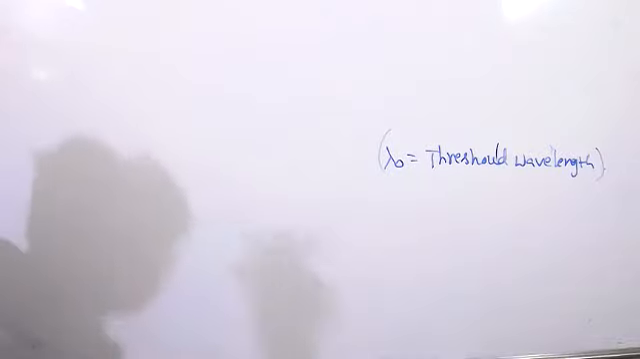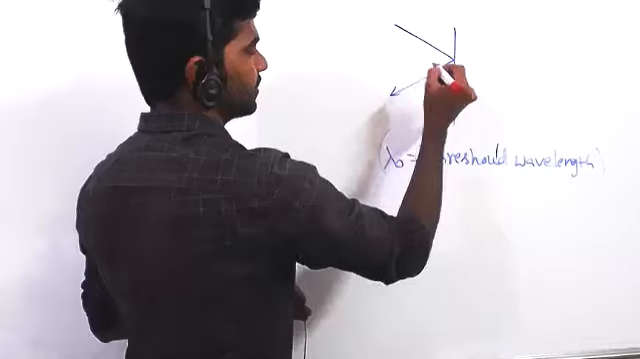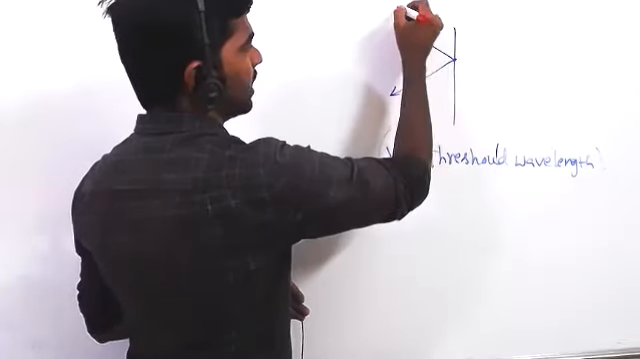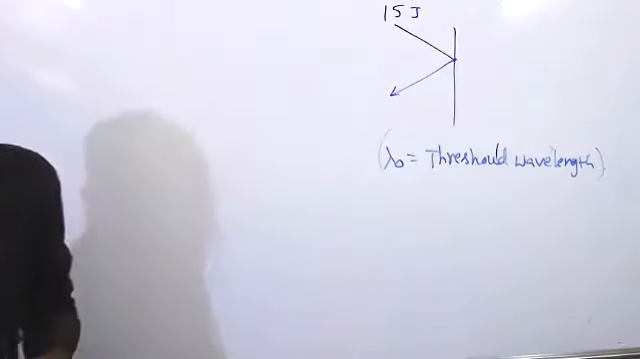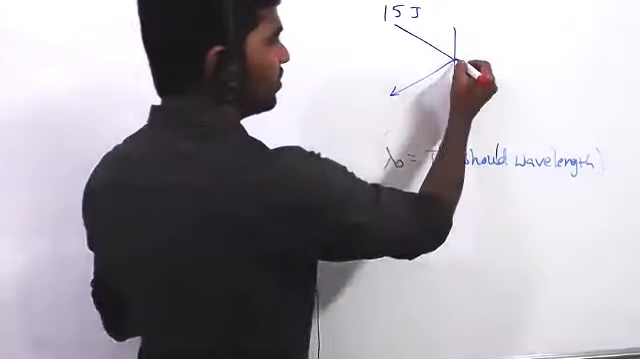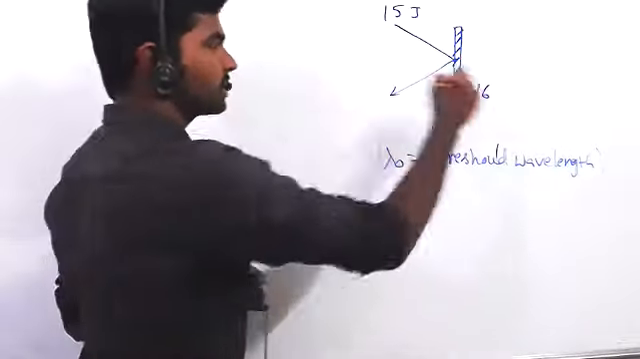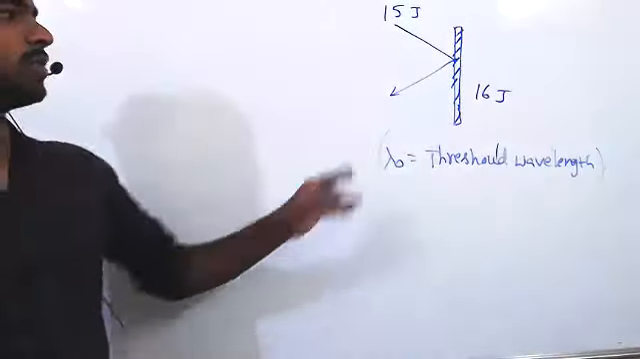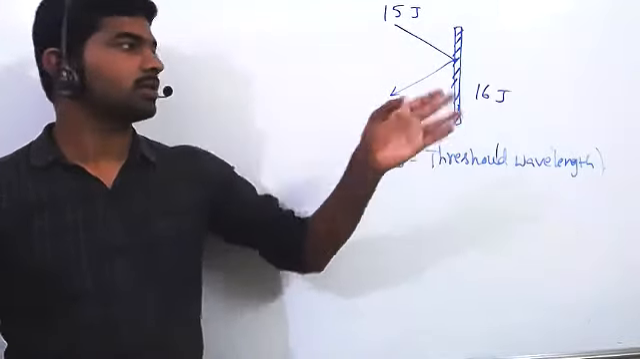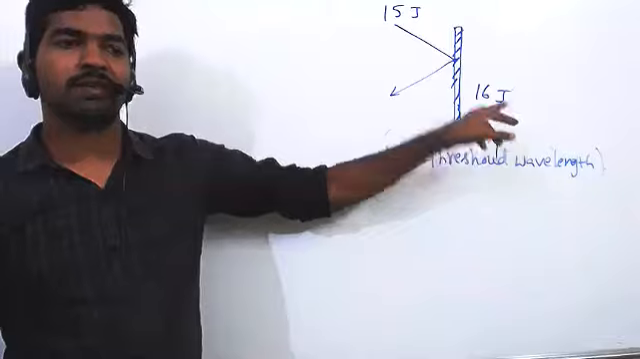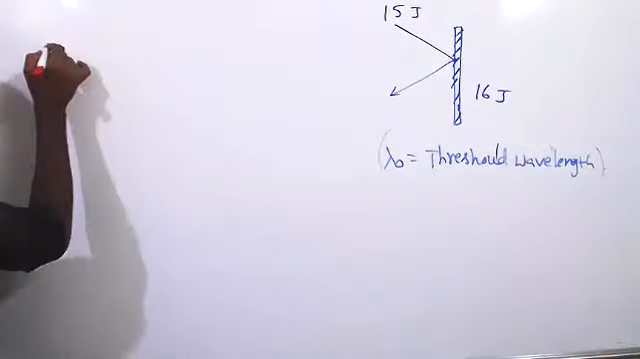Now a few conditions. Don't draw the diagram; I'm giving this just for your understanding. Suppose I'm supplying 15 joules of energy, but to remove an electron from the metal plate I require 16 joules. Is it possible to observe any photoelectric effect? No, sir, it's not possible, because the metal plate will absorb all the radiation. So that's a condition; just write conditions.